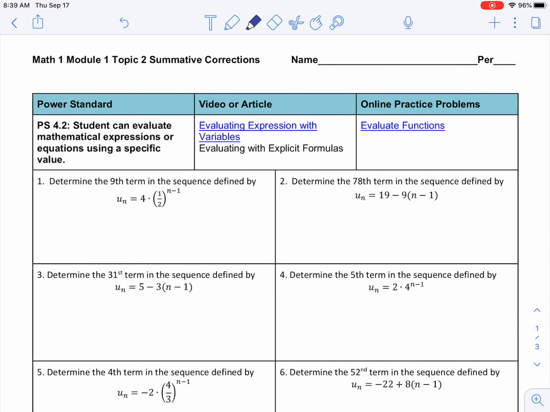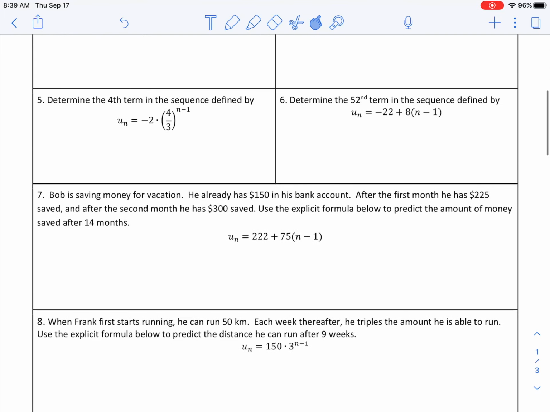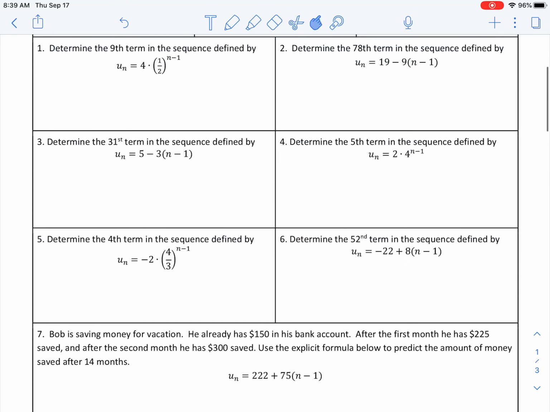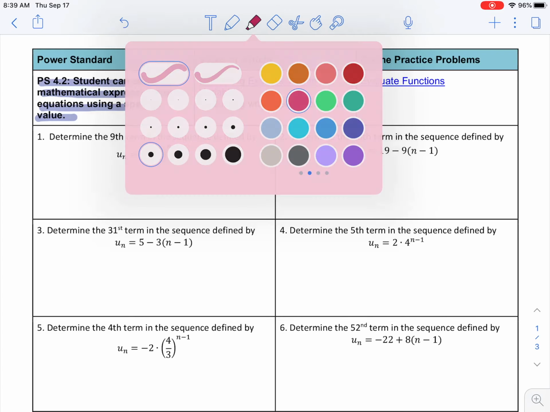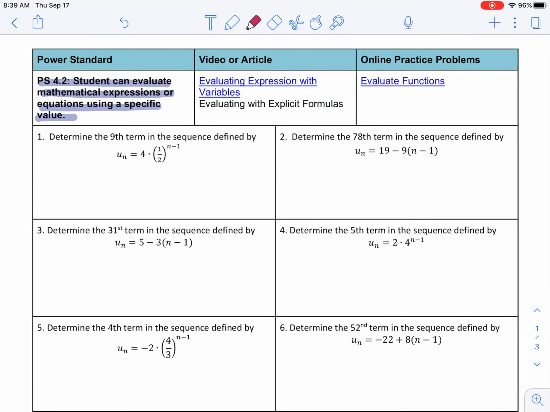Okay guys, this is the correctives for Power Standard 4.2. 4.2 is evaluating expressions or equations using a specific value. This page has 8 problems and we will be doing 3 of them together so that you can try the other 5 on your own. To start, we're going to be doing number 3.